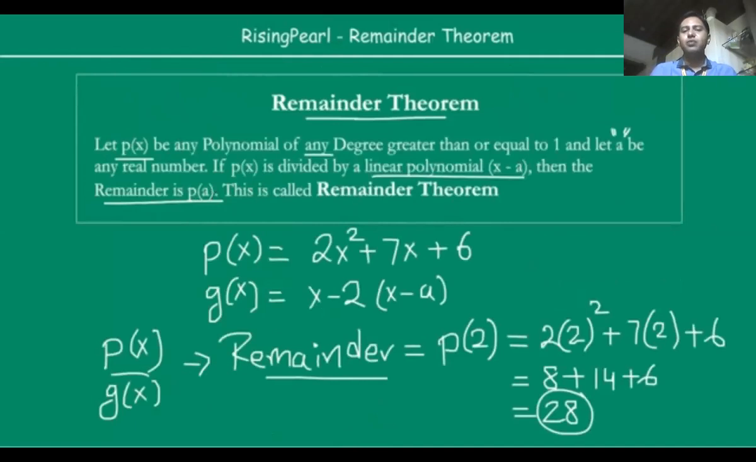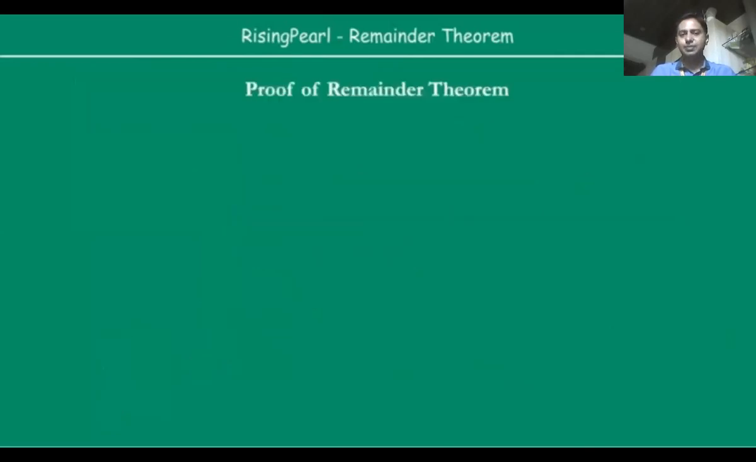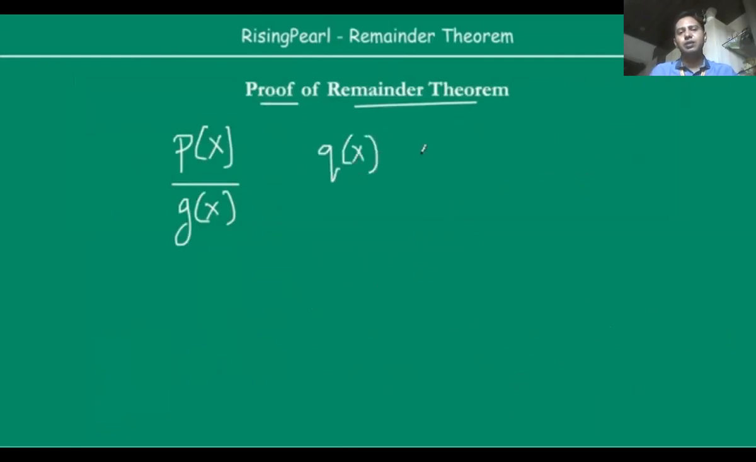We'll prove this. We'll take a polynomial p(x) which is to be divided by a polynomial g(x), and then we'll have some quotient and some remainder. So we'll go to the proof of the remainder theorem. If a polynomial p(x) of degree greater than or equal to 1 is divided by a polynomial g(x), then after solving it, we'll get a quotient and a remainder.